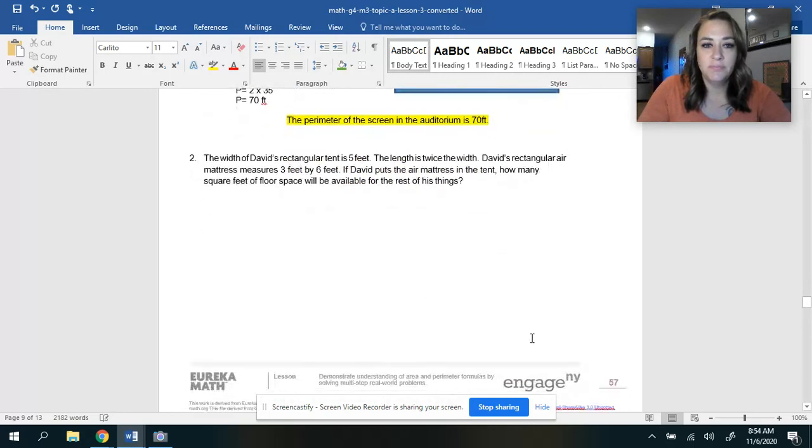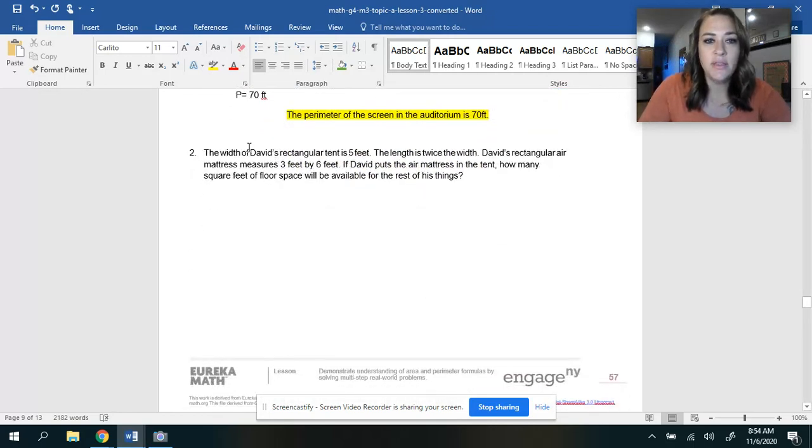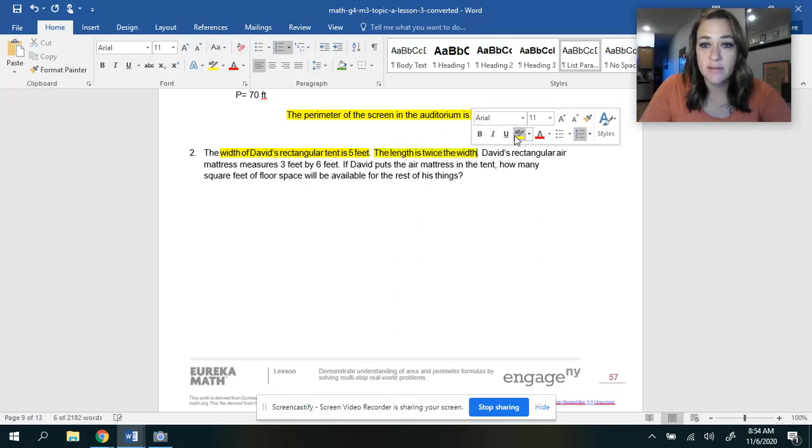So number 2, the width of David's rectangular tent is 5 feet. That's going to be important. Okay, so I'm going to highlight that. The length is twice the width. That's going to also be important. So let's highlight that. David's rectangular air mattress measures 3 feet by 6 feet. If David puts the air mattress in the tent, how many square feet of floor space will be available for the rest of his things?